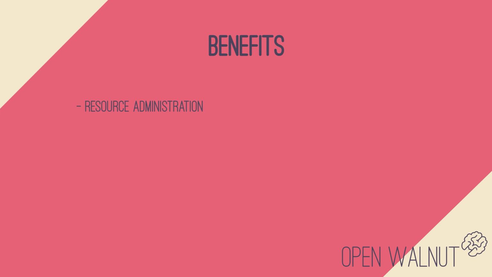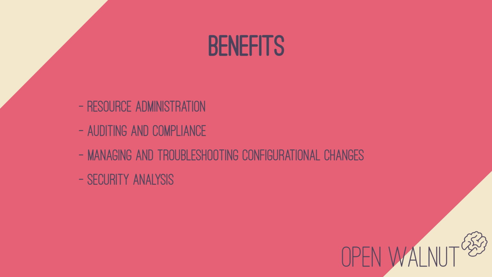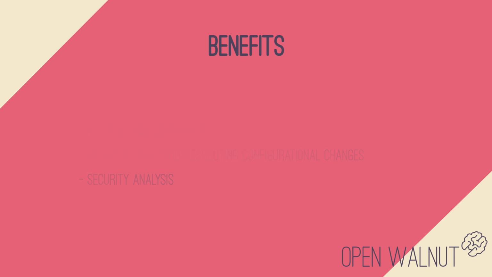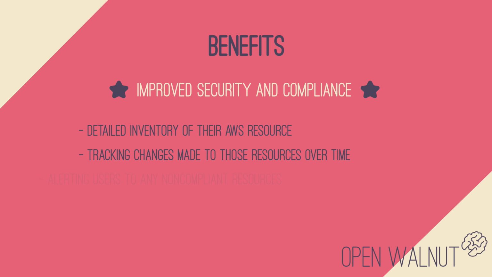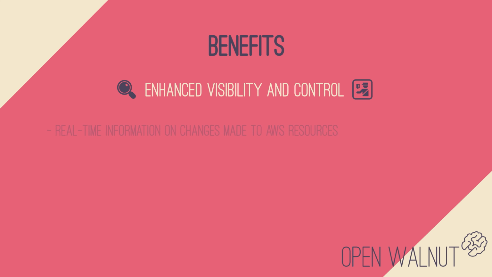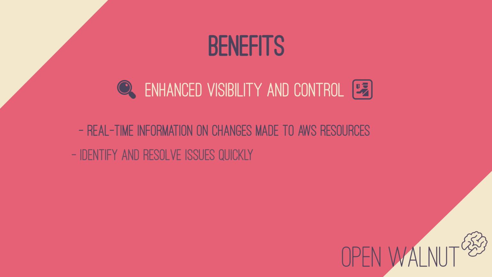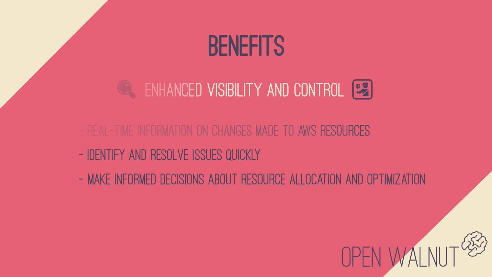Employing AWS Config provides benefits to various organizational functions, such as resource administration, auditing and compliance, managing and troubleshooting configurational changes, and security analysis. AWS Config helps organizations ensure compliance with industry standards and regulations by providing a detailed inventory of their AWS resources, tracking changes made to those resources over time, and alerting users to any non-compliant resources. By providing real-time information on changes made to AWS resources, AWS Config gives organizations greater visibility and control over their AWS infrastructure. This allows them to identify and resolve issues quickly and make informed decisions about resource allocation and optimization.